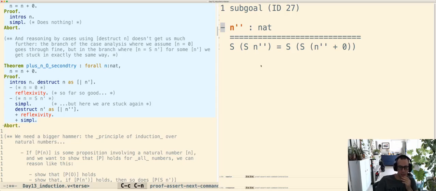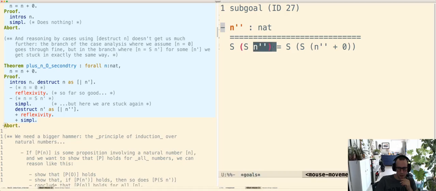So, okay, what do we do here? This is going to be more symbols, but let's stay calm. Okay, S of n''. We want that to be equal to S of, okay, that's good, n'' plus 0. Okay, great. So all we have to do now is prove that n'' is equal to n'' plus 0. Do we get that deja vu again?